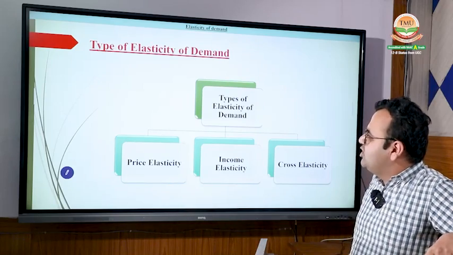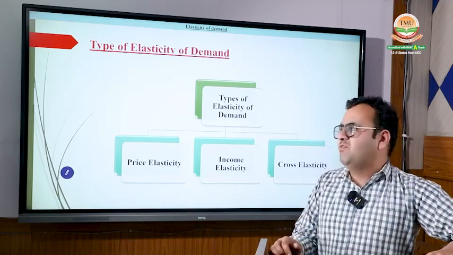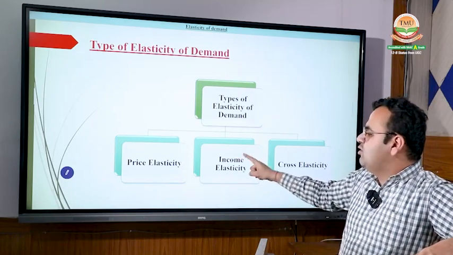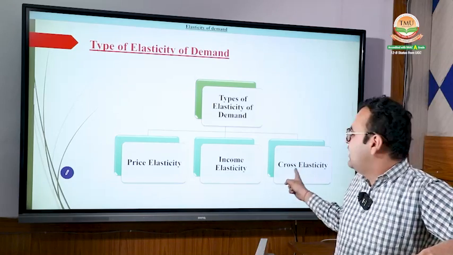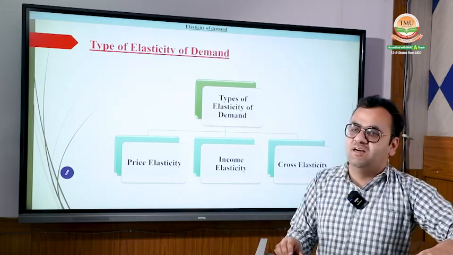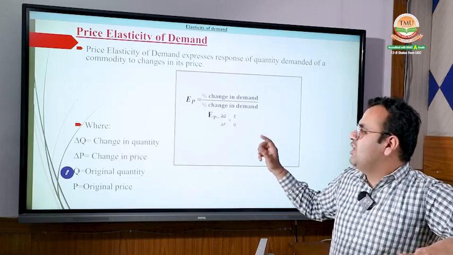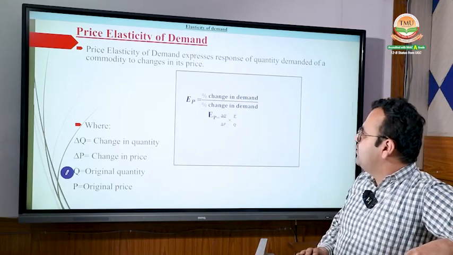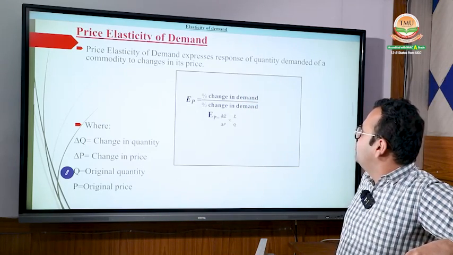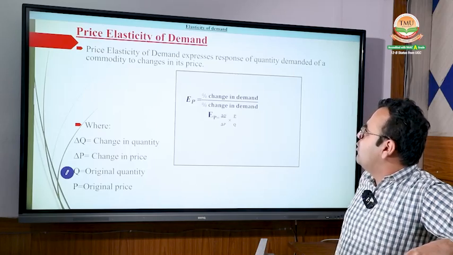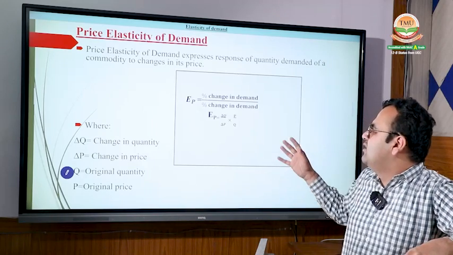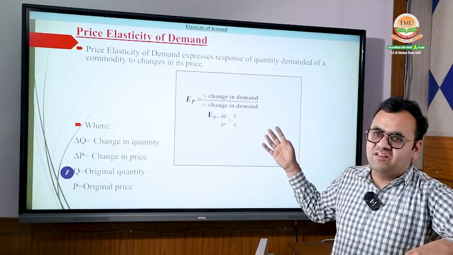Now, types of elasticity of demand. Basically, there are three types of elasticity of demand: price elasticity of demand, income elasticity of demand, and cross elasticity of demand. We will discuss them in the further lecture. Price elasticity of demand expresses the response of quantity demanded of a commodity to a change in its price. Through this, we can find out the price elasticity of demand.